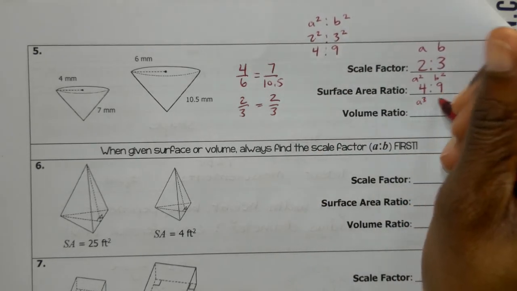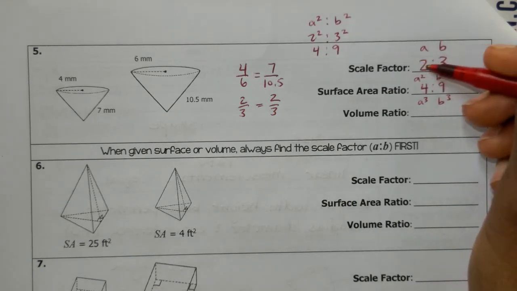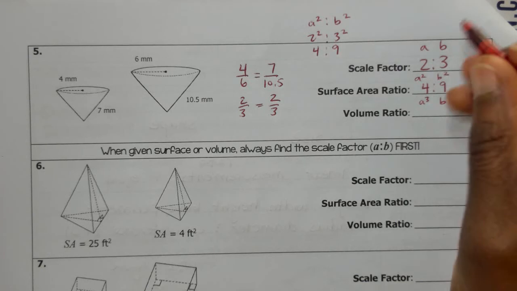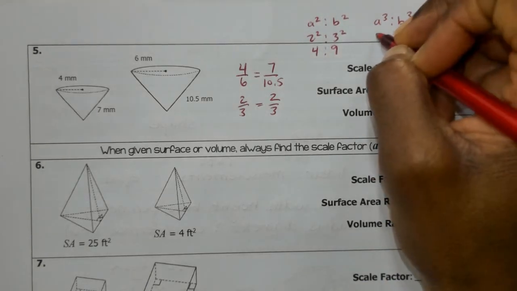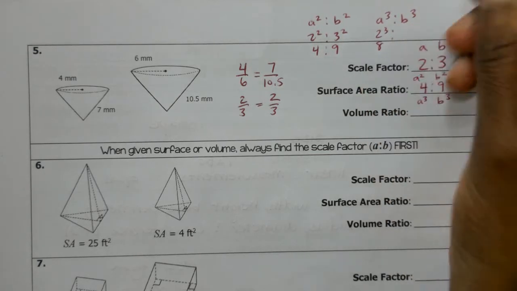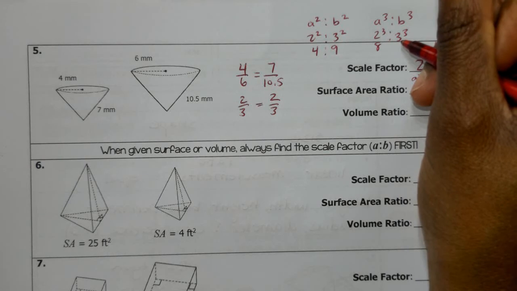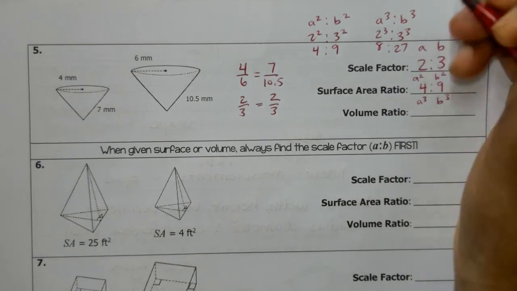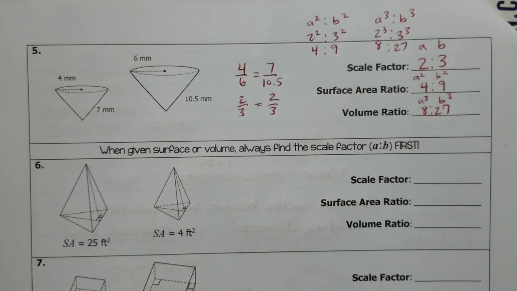And this one we're going to cube them both, the originals. So we're still using A, which is this. A is 2, so 2 cubed is 8, and 3 cubed, 3 times 3 is 9, times another 3 is 27. So those would be our answers for number 5.